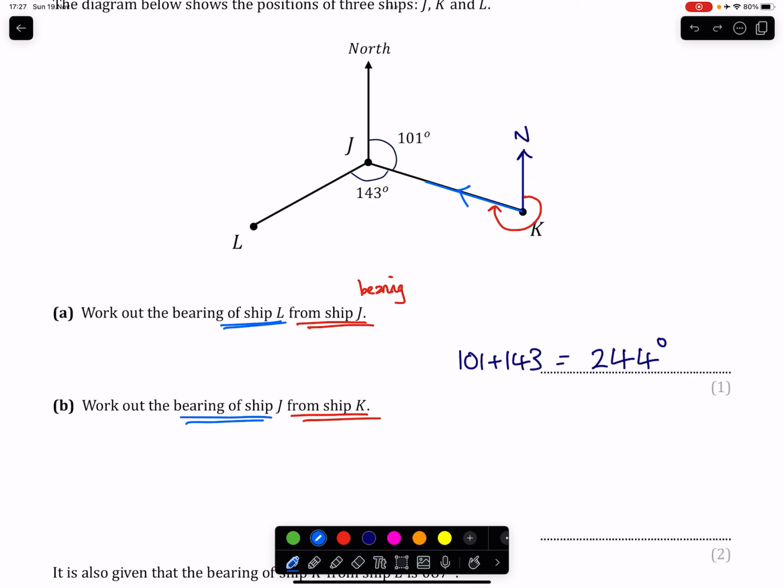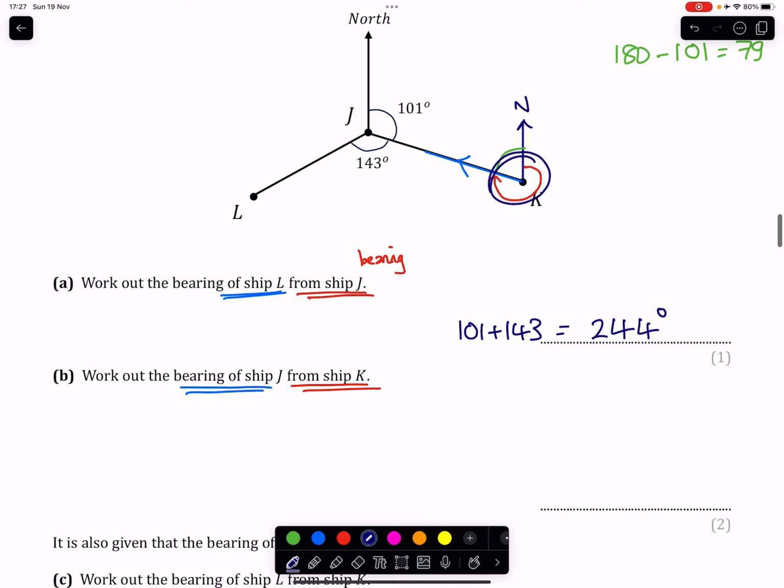So we don't have that angle in red, but we have everything that we need in order to figure this out. The simplest way of doing this would be to identify that we have co-interior angles between these two north lines, making this angle here in green 180 minus 101, or 79. And then from there, we can do 79 taken away from 360, because angles round a point add up to 360. And by doing that, we're going to end up with 281 as our answer.